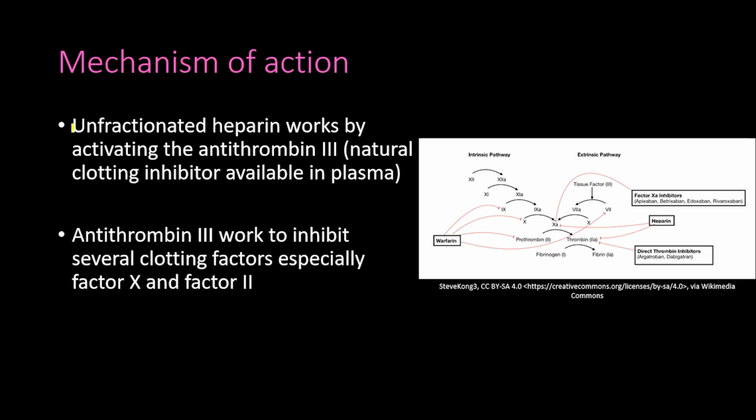Now, the unfractionated heparin, which is also called the heparin, works by activating the antithrombin 3. And the antithrombin 3 is a natural clotting inhibitor available in the plasma. So when the antithrombin 3 is activated, it works to inhibit several clotting factors, especially factor 10 and factor 2. So the heparin here works to inhibit factor 10 here and factor 2.